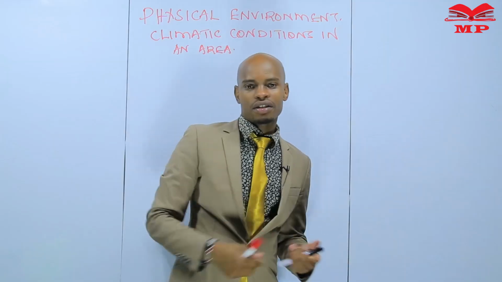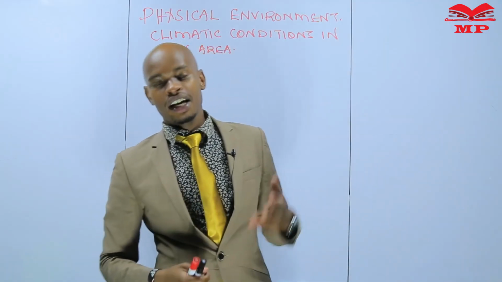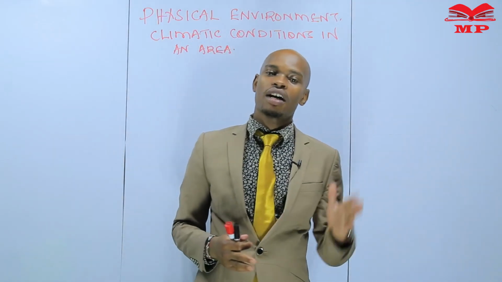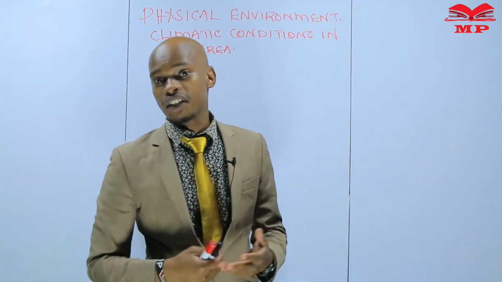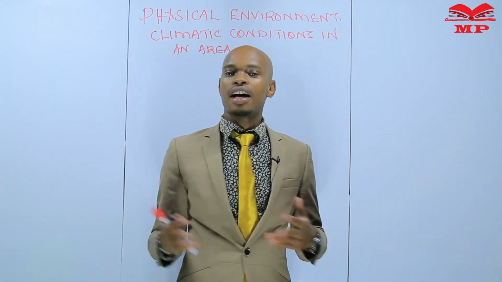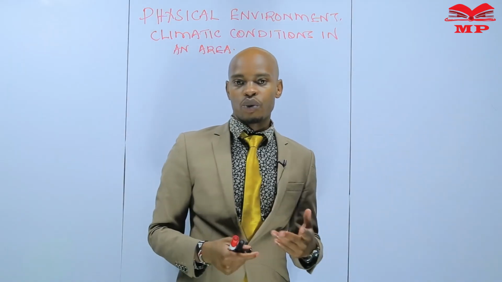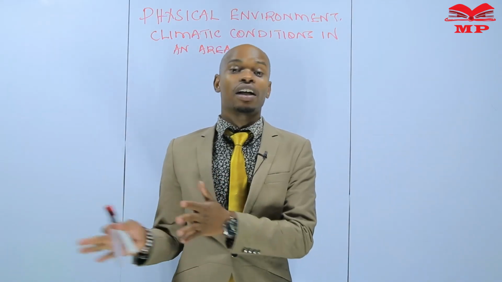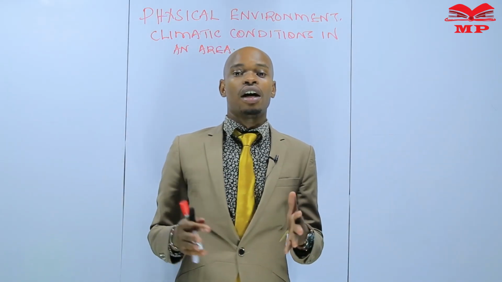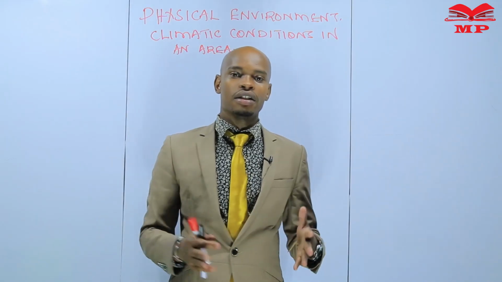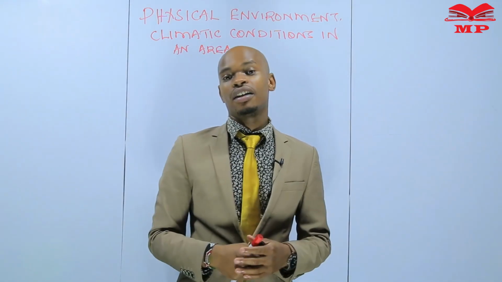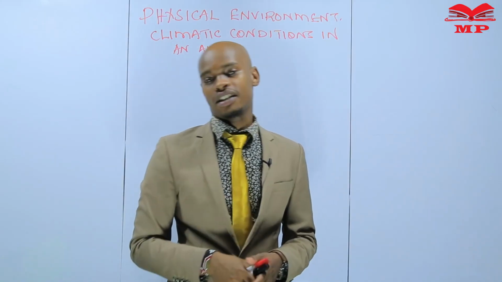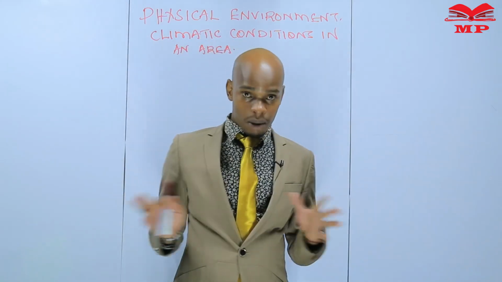What is climate? To start with, what is climate? Climate is the average weather conditions of a place over a long period of time, and mostly 30 to 35 years. So when you hear that a place has this kind of a climate, it is not a one-day job. It is an average weather condition of day after day after day for 30 to 35 years. That is climate.